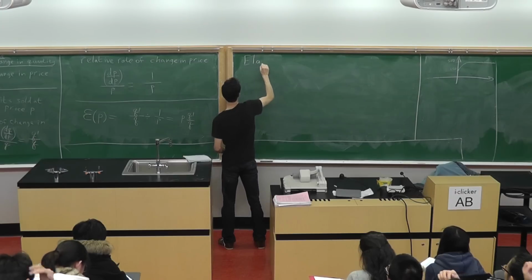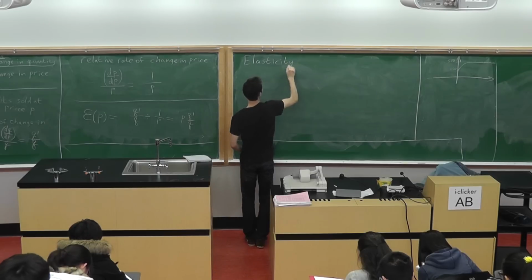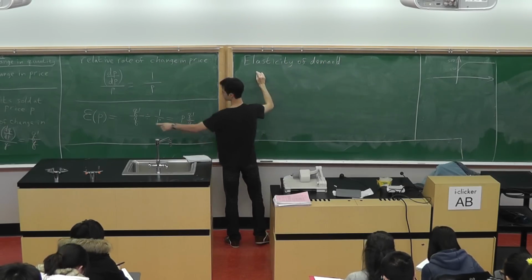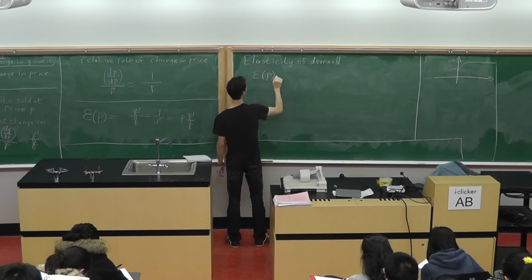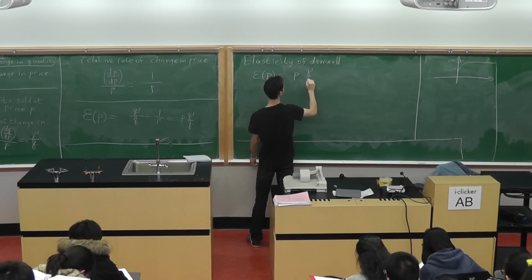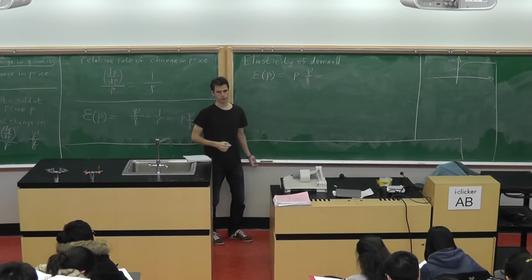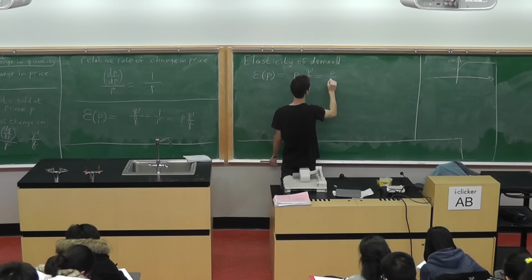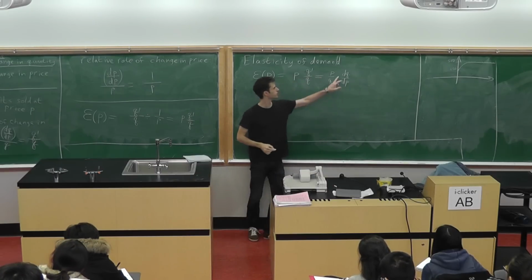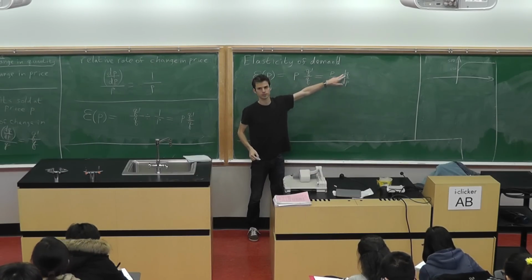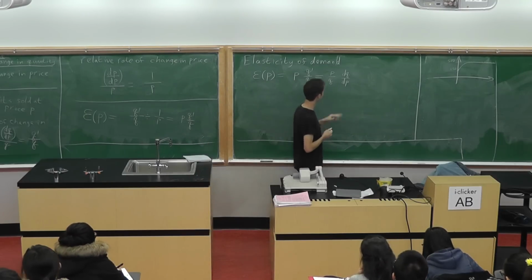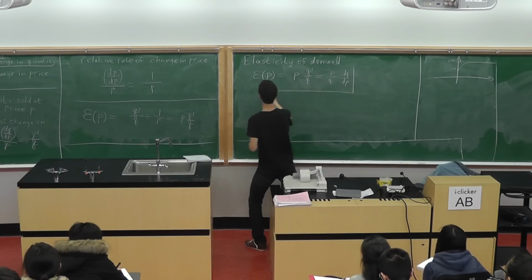So elasticity of demand, called epsilon p, is given by such formula. It's p times q prime over q. We can also rewrite it in this funny way, dq by dp, to emphasize that this derivative is relative to p. And that's a formula that we should remember.